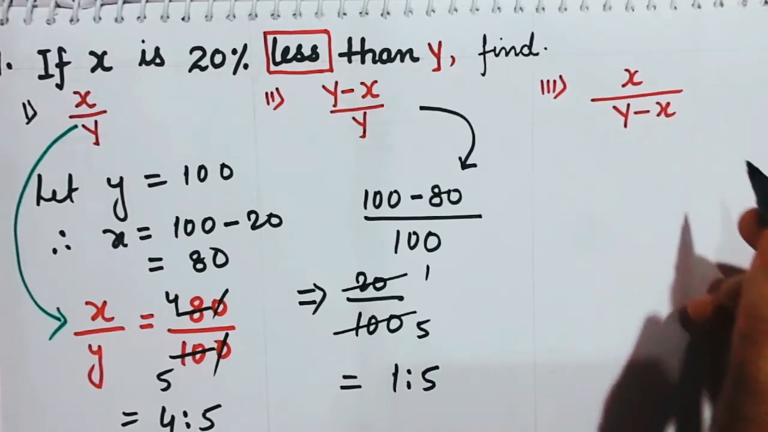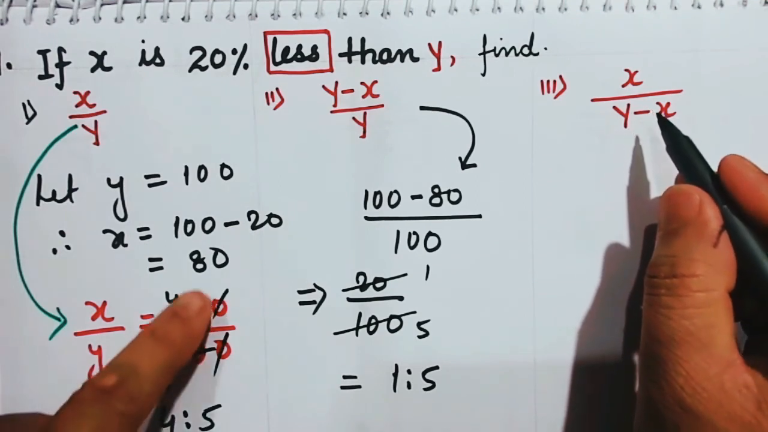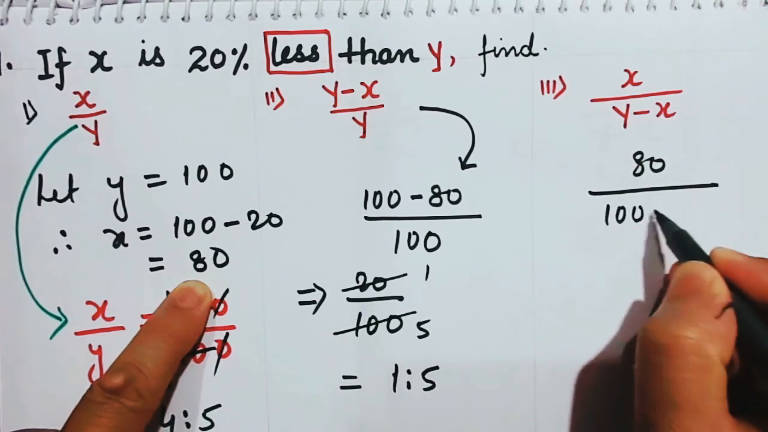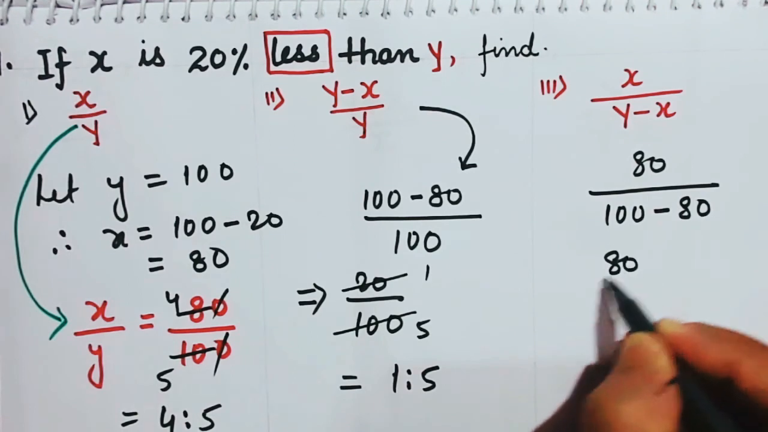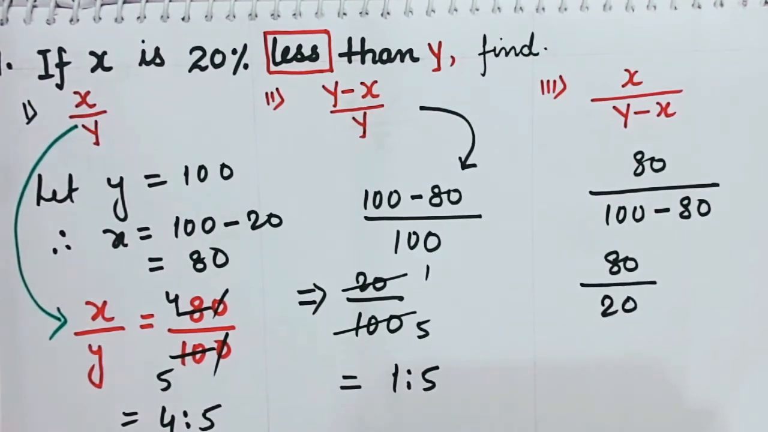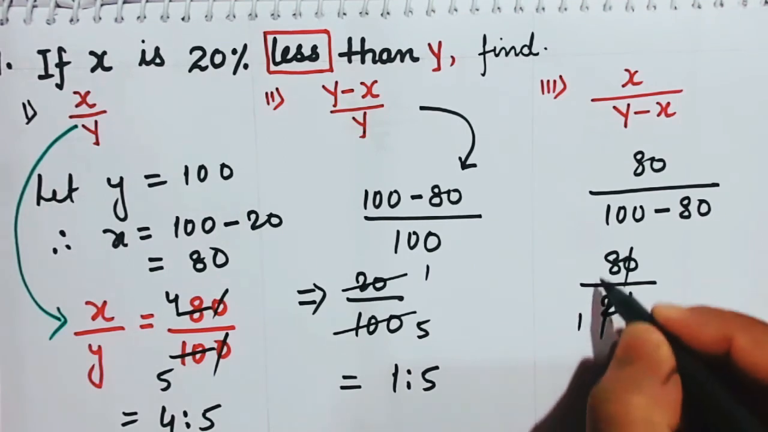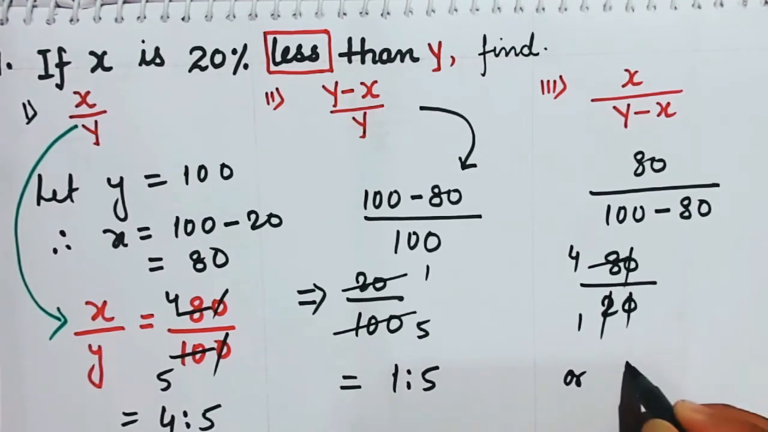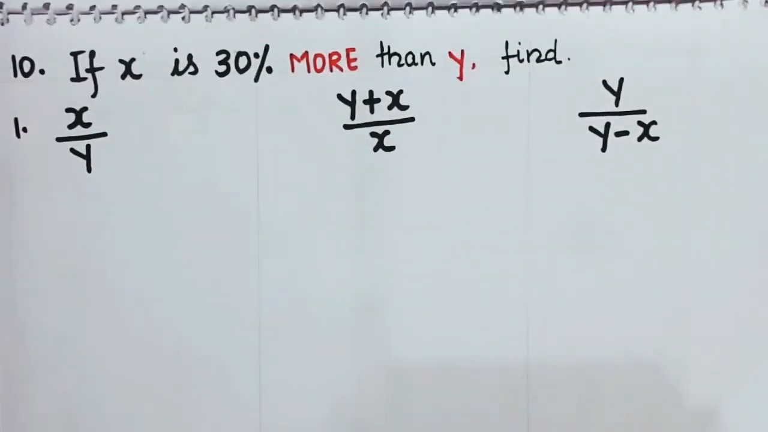Y minus x. Similarly, we have x is equal to 80, while y is 100, and 100 minus x is again 80. So this will give you 80 by 20. When you solve it, you'll get 1 times, 4 times. This means 4 by 1, or 4:1 as the ratio.